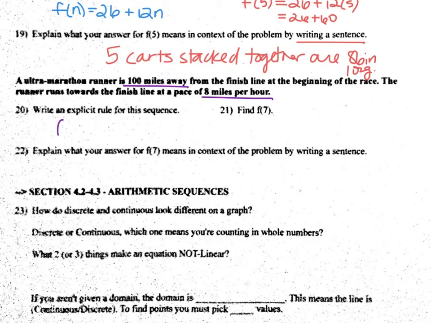So this is f of n equals, now this time I can start at 100 because the 100 is like the 0 mark on the clock. Think about that, like no time has passed. So 0 starts at 100. And then if you're running towards the finish line, the amount of distance you have left should be going down. So this is really minus 8n.